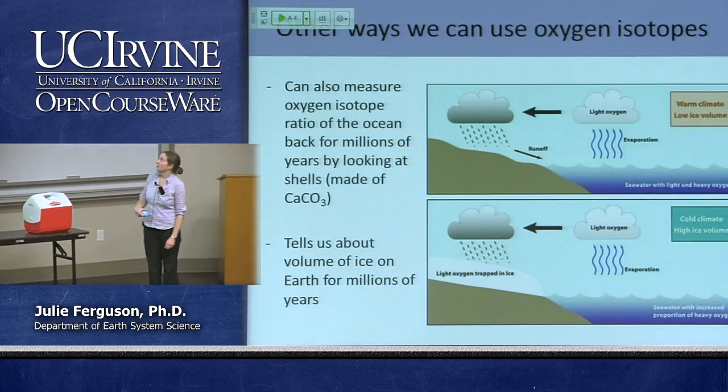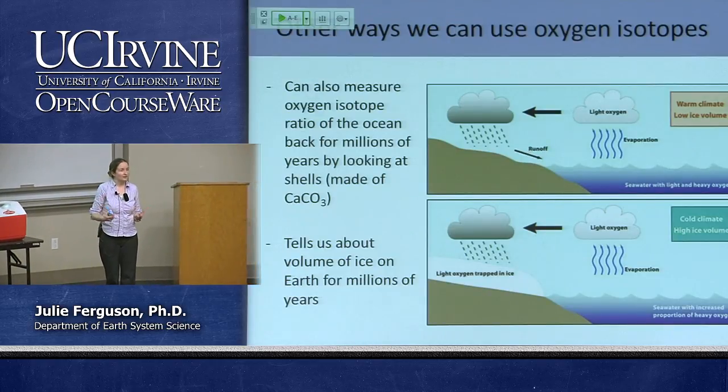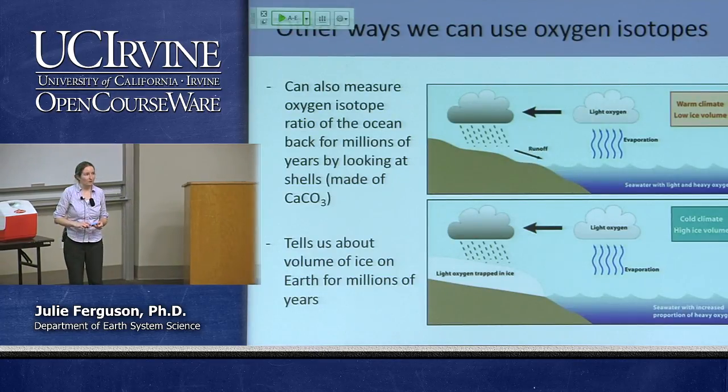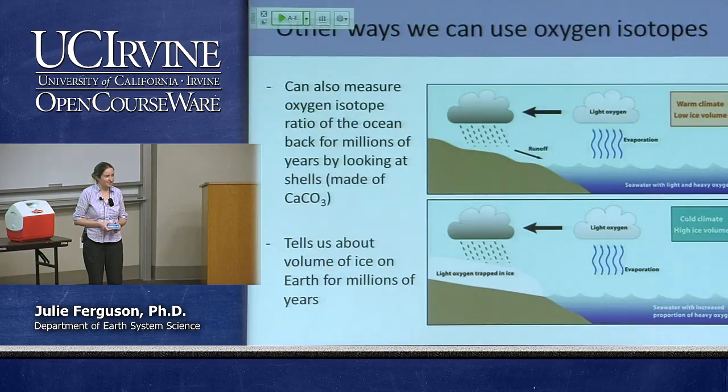Okay? So at the top, in my warm climate, I have seawater with sort of light and heavy isotopes. But during my cold climate, when I have more of that light oxygen piled up on land, my ocean contains sort of proportionally more of that heavy oxygen. Does that make sense now?